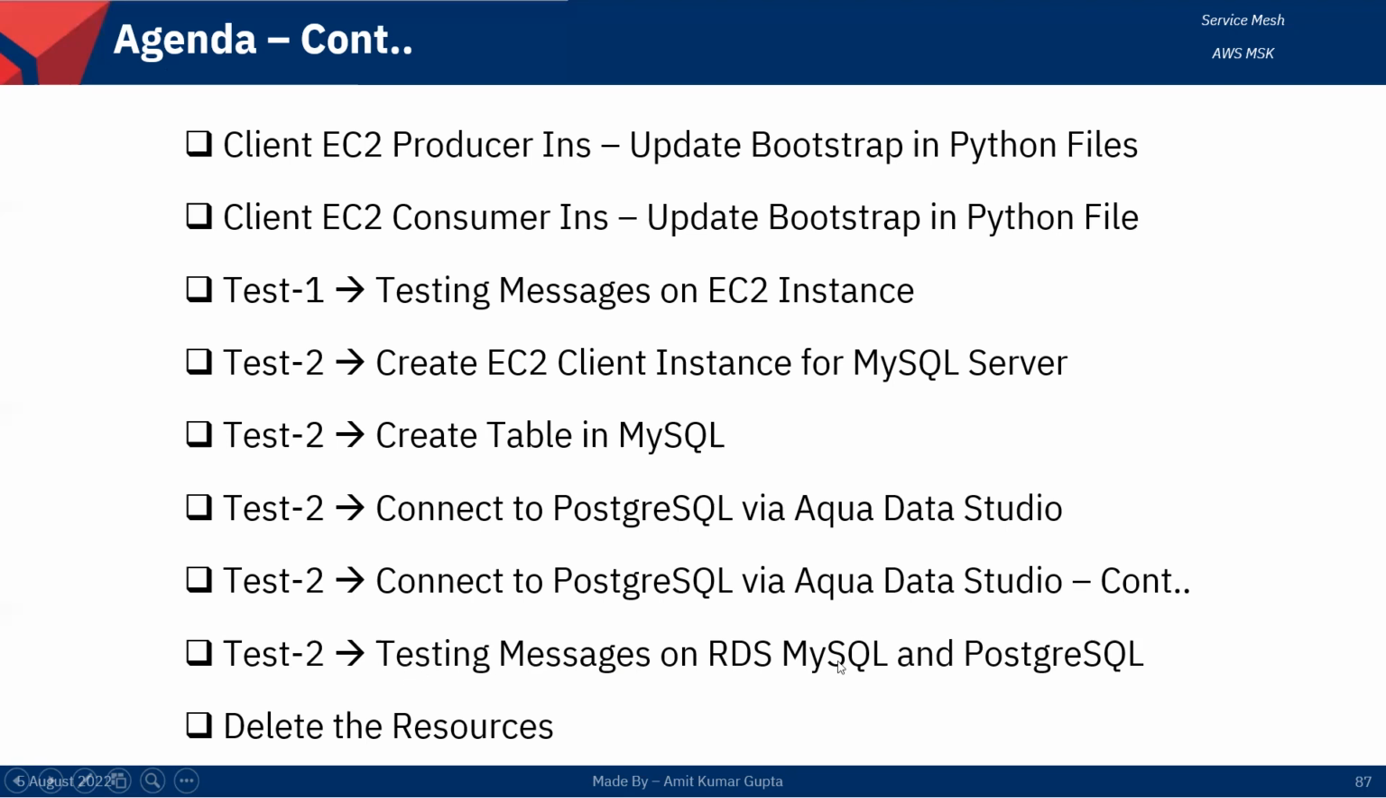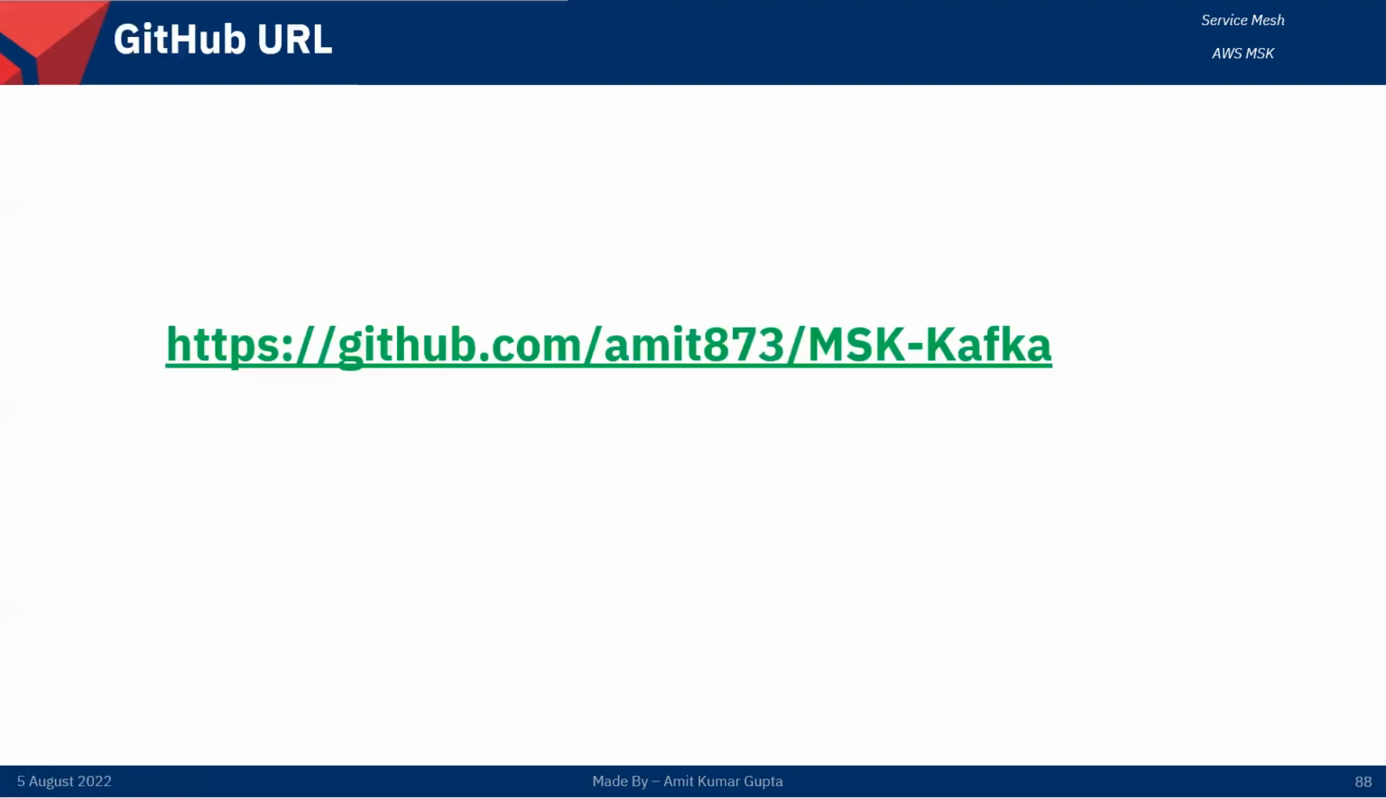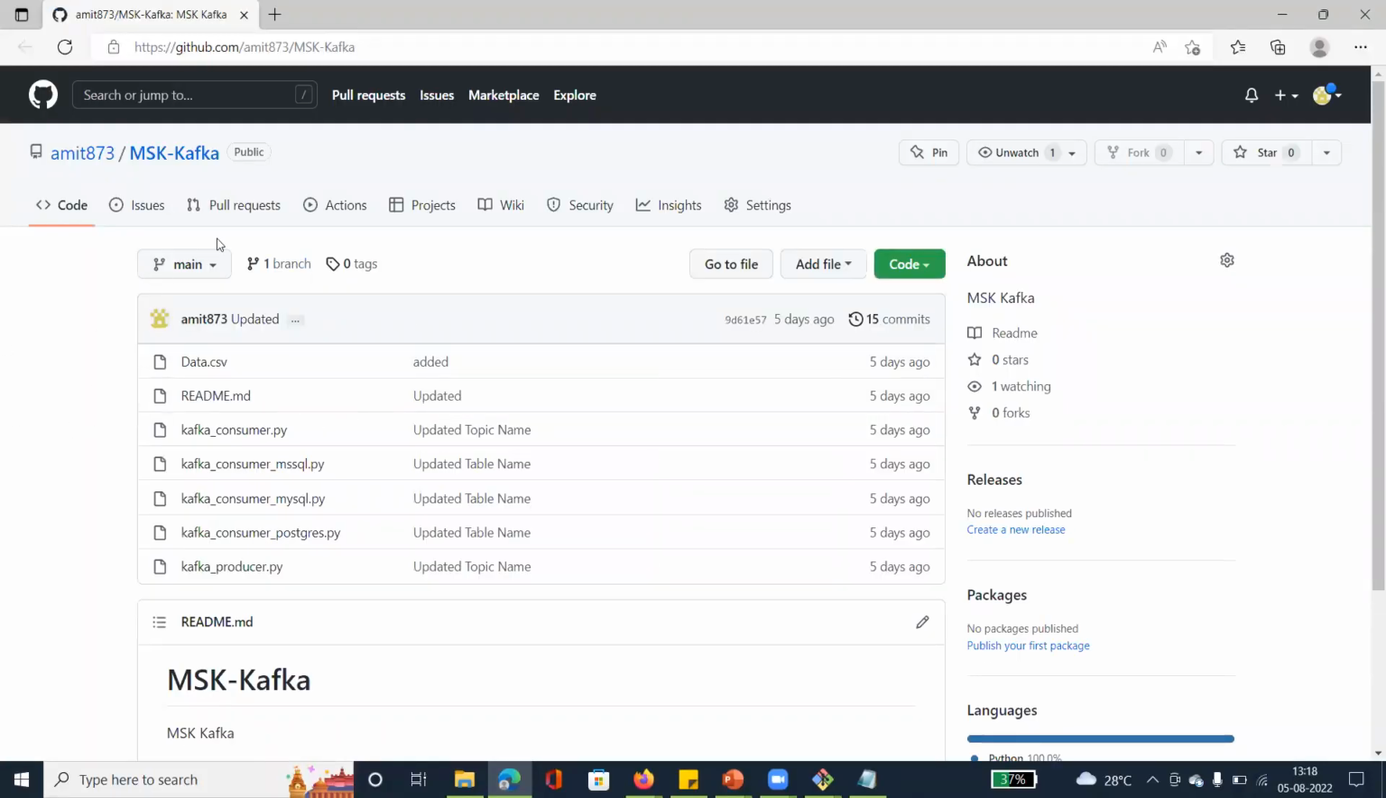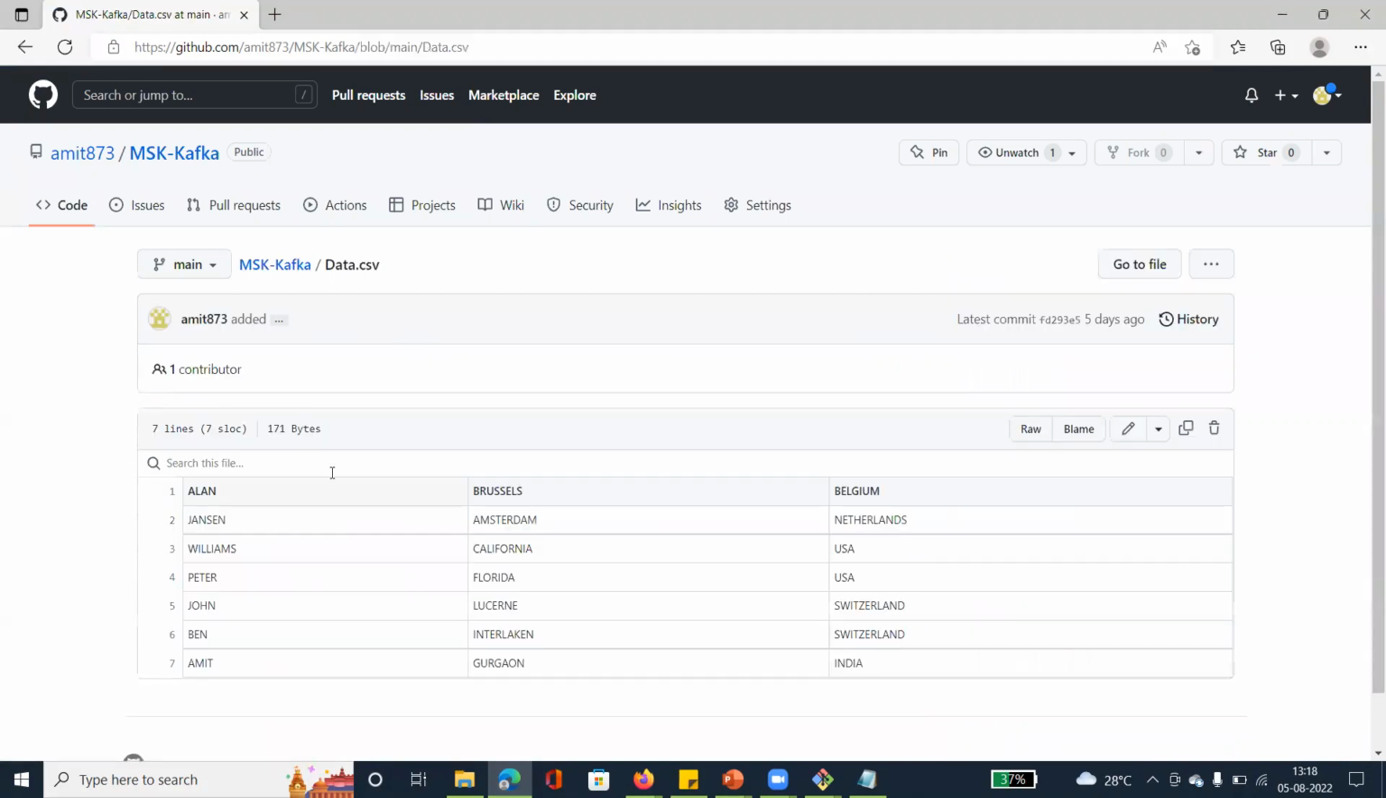For input, I am using one CSV file that contains the messages, and those messages will be populated on the producer side. I will show you that in the GitHub URL. I'm using this GitHub URL for MSK Kafka. Let me open it. You can see this is data.csv. I told you I've added data there. This is sample data, with messages like name, city, and country. I've added a few names here.